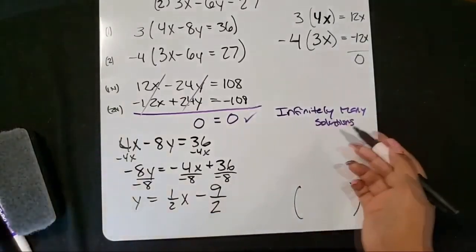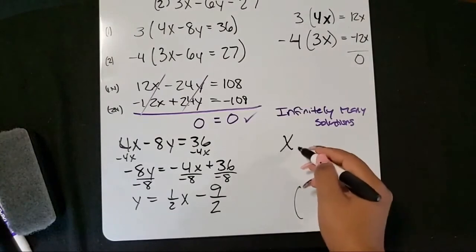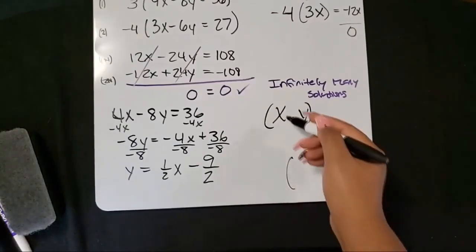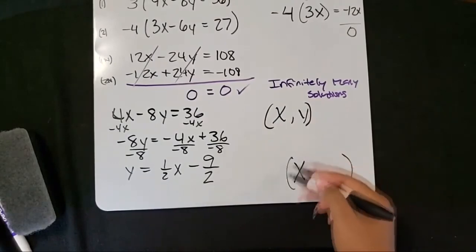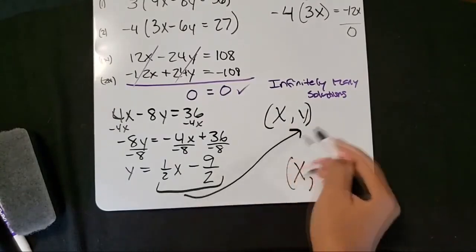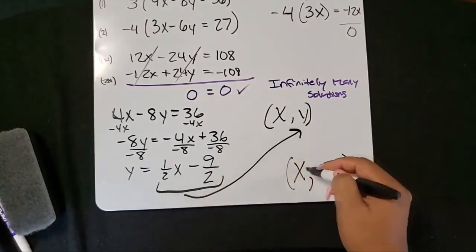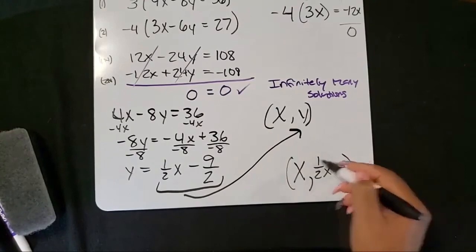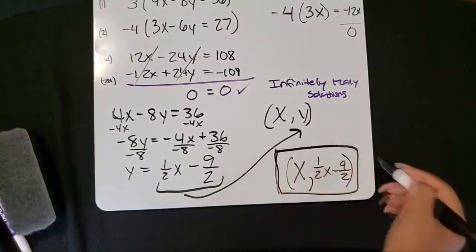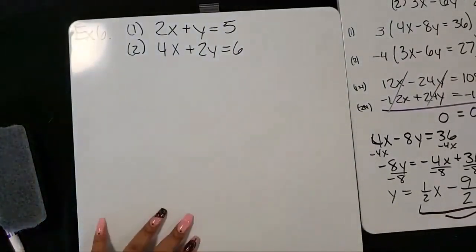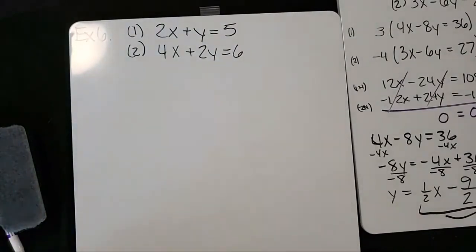Infinitely many means that for any x we plug into the equation, we're going to get a y that's on the same line. So for x, which is the first term of our answer, we plug in for y, so it's x comma 1 over 2x minus 9 over 2. This is the answer.